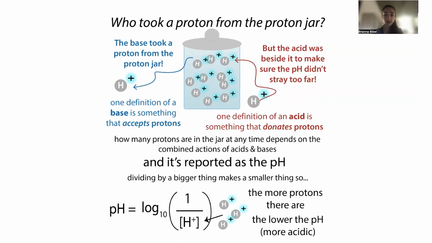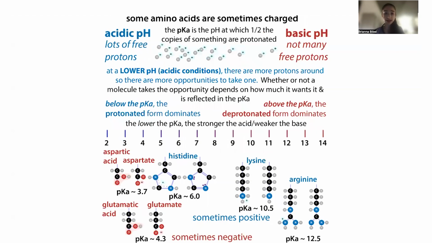So when we talk about acids and bases, an acid in one definition is something that donates a proton, and a base is going to be something that accepts a proton. And basically, when we talk about amino acids as being basic or acidic, we're talking about their neutral form. So in their neutral form, histidine, lysine, and arginine are basic. They can accept a proton, and when they accept a proton, they're going to become positively charged.